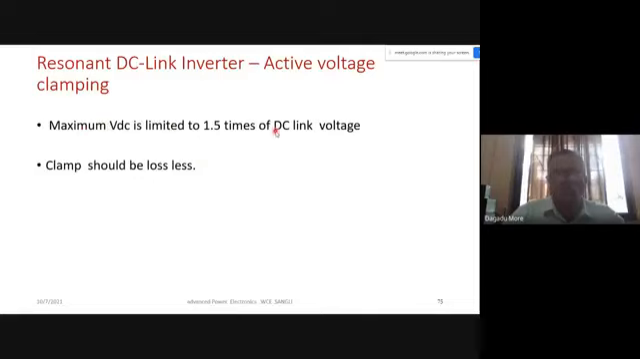Whatever circuit we are using for clamping the DC link voltage, that should be lossless. No losses should be taking place. Is it clear why we are limiting the maximum DC link voltage to 1.5 times? The reason is we want to save on the voltage rating of the devices. Our voltage rating of devices should not increase, so we limit our maximum voltage across the capacitor. During that resonance, it will be kept at 1.5 times the DC link voltage.